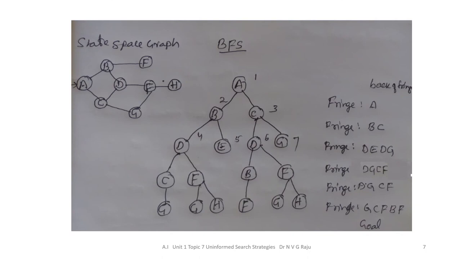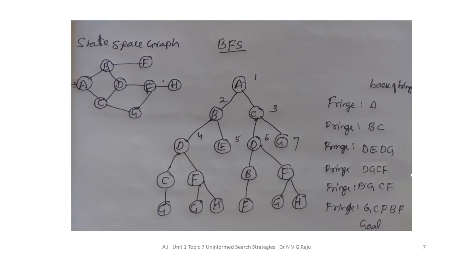Initially, fringe consists of initial node A. Check whether the node A is a goal state. If not, expand the initial node A. Its successors are B and C. Now remove A from fringe and add B and C nodes into the fringe.